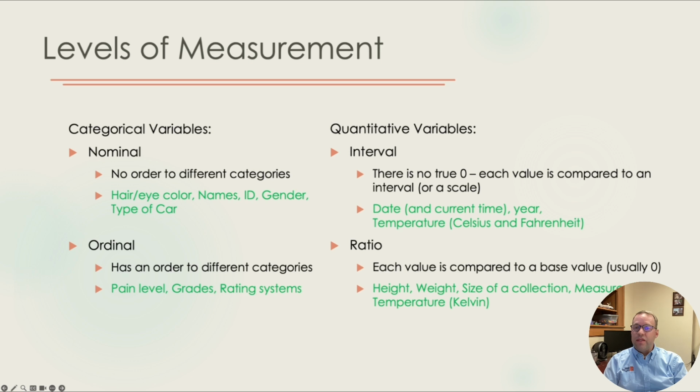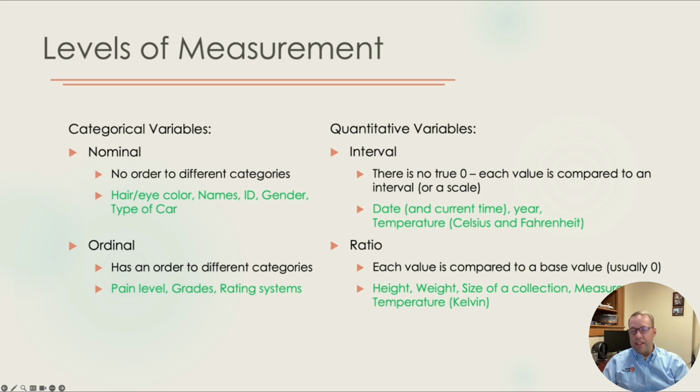And that value of 0 is a real thing. For example, height. My height is 5'7", measured from the floor. The floor is 0. That is an absolute 0 value. You can't really go below that. The size of a collection. How many books do you have? The number of books you have. That is a ratio variable because it is possible to have literally 0 books.